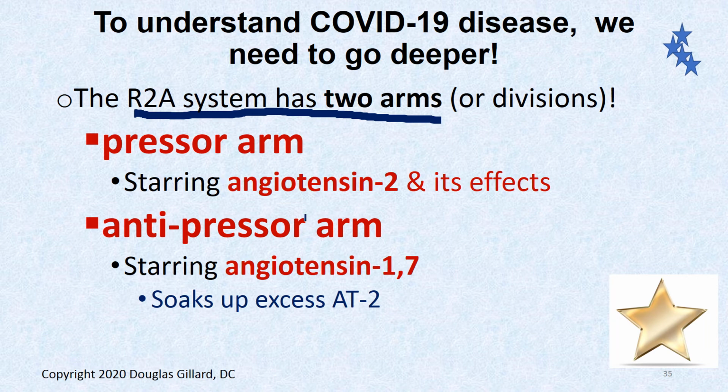But then there's one we haven't talked about. There's what's called the anti-pressor arm. And the star of the show is maybe an angiotensin you never heard of. It's angiotensin 1-7.